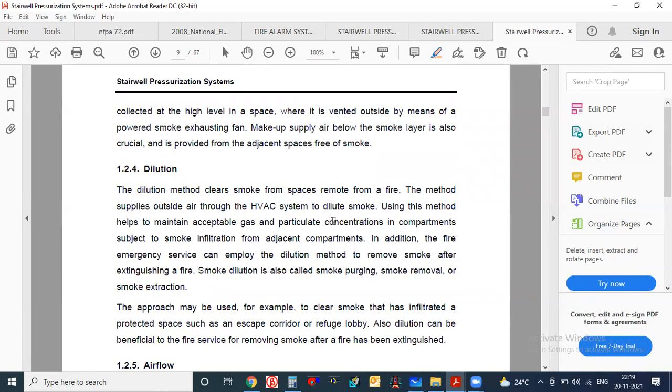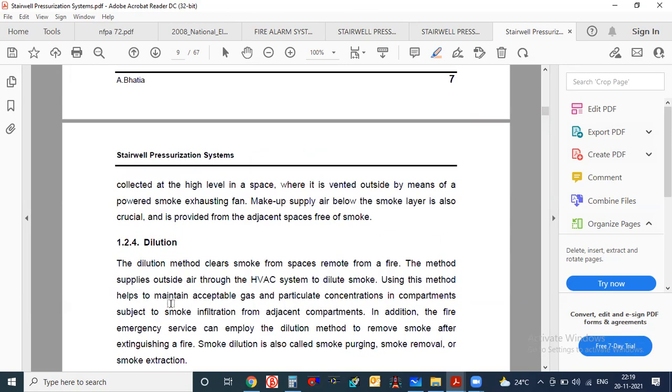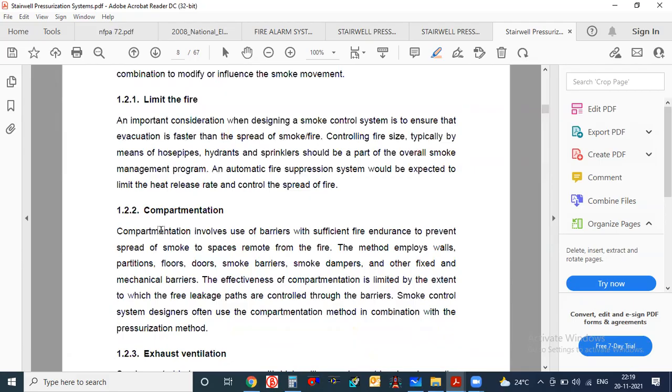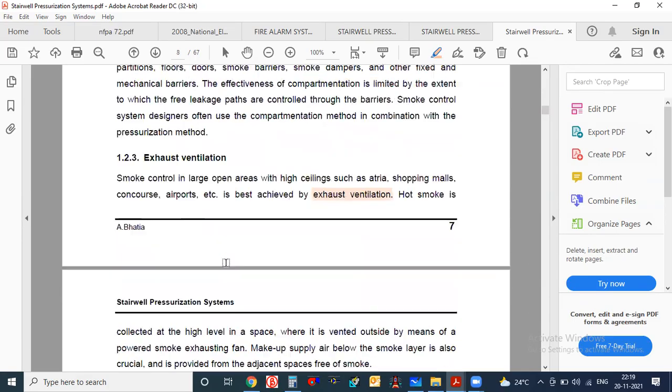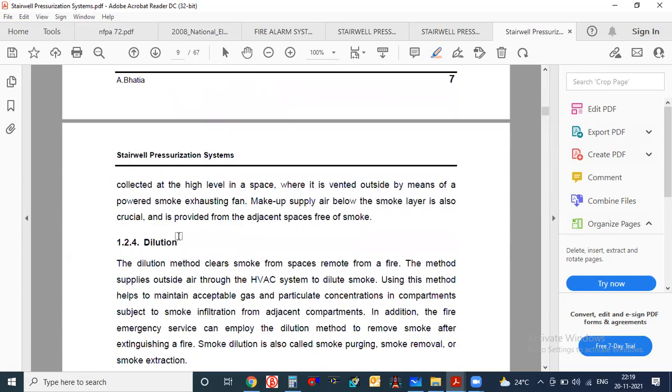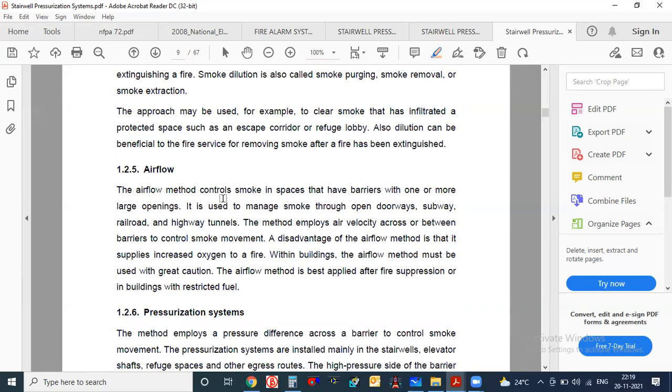Dilution method clears smoke from space remote from the fire. This method supplies outside air through the HVAC system to dilute smoke. Using this method helps to maintain acceptable gas and particulate concentration in compartments subject to smoke infiltration from adjacent spaces. In addition, the fire emergency service can employ it. Okay. Here they are giving different methods. Like one is the exhaust ventilation, one is the dilution.